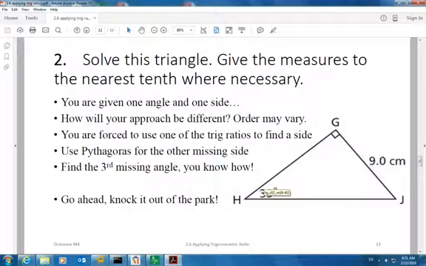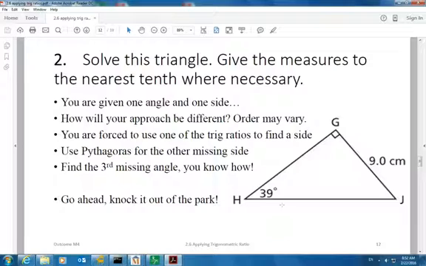we have this triangle. So it says solve this triangle and then give the measures to the nearest tenth where necessary. You're given one angle and one side here. So how is your approach going to be different? Is it going to be different than the previous one? You're forced, what do you have to do? Are you able to figure out what's the easiest thing that you could do right now, actually?